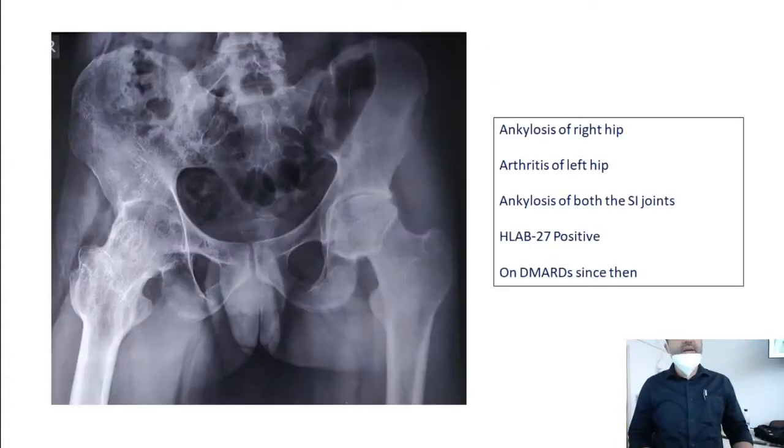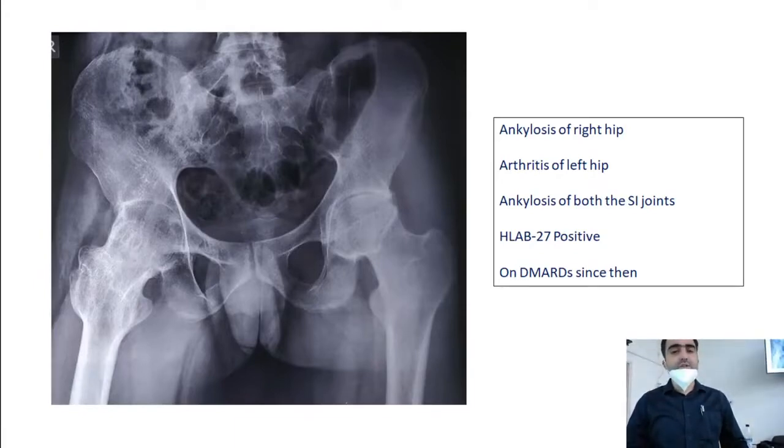So this is a plain X-ray of the pelvis showing both the hip joints. This is a 4-year-old X-ray. Here we can see that the right hip is completely fused with bony ankylosis. There is a continuation of the trabeculae of the pelvis and the femoral head, which indicates the bony ankylosis. There is osteoarthritis in the left hip joint. There is ankylosis in both the SI joints.